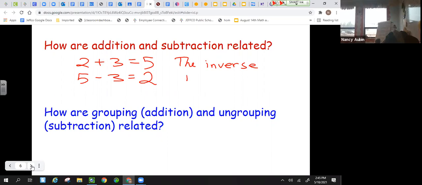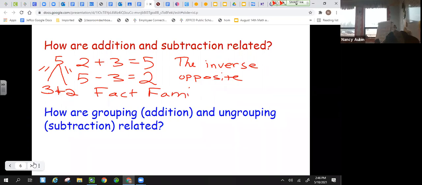So we could say the opposite. They undo each other. Doesn't subtraction undo addition? Think about a fact or math mountain. When you add 3 plus 2, you get 5. But look, they're all related. 5 minus 2 equals 3. 5 minus 3 equals 2. But 3 plus 2 equals 5. 2 plus 3 equals 5. It's called a fact family, right? They are related. Just like you are related to your siblings and your parents.